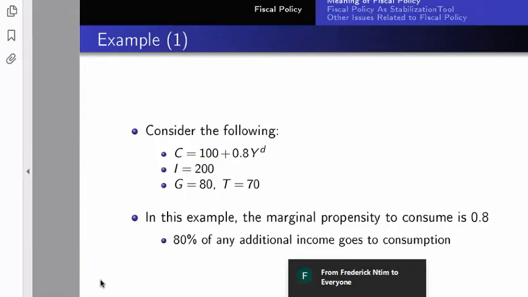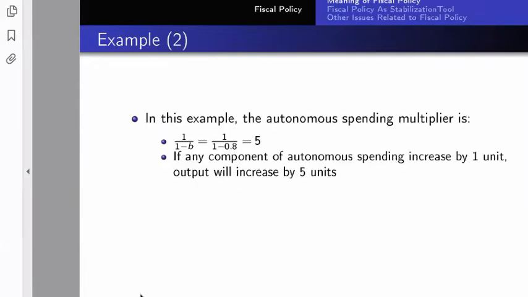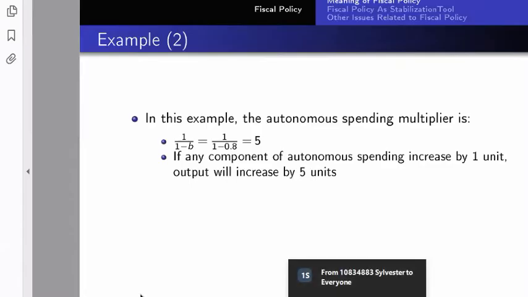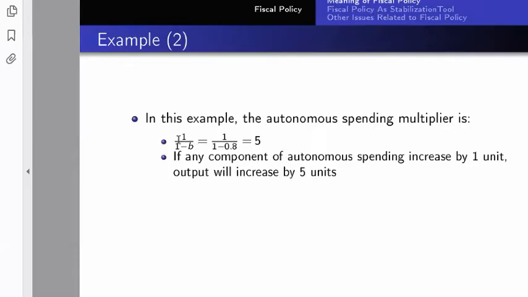So that's what the 0.8 actually means. And from this model, we can calculate what the autonomous spending multiplier would be. We already know that in a very simple economy, the autonomous multiplier is 1 over 1 minus B. And B is the marginal propensity to consume. If we substitute B into this equation, what we get is 5. So 5 is the multiplier.